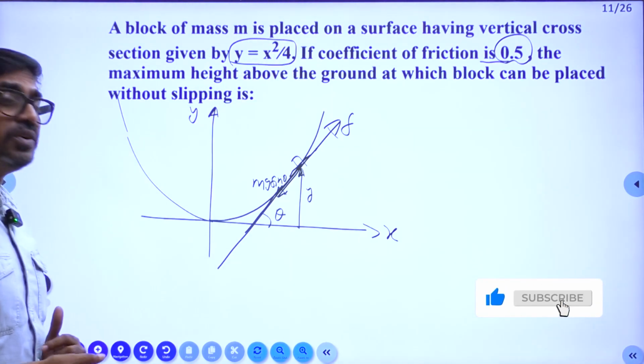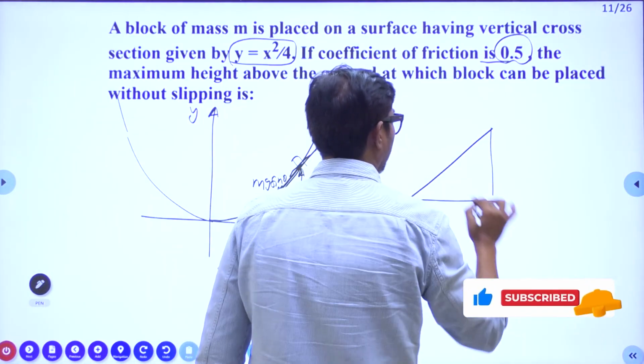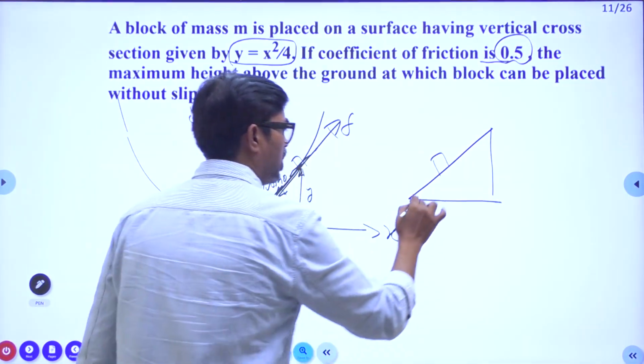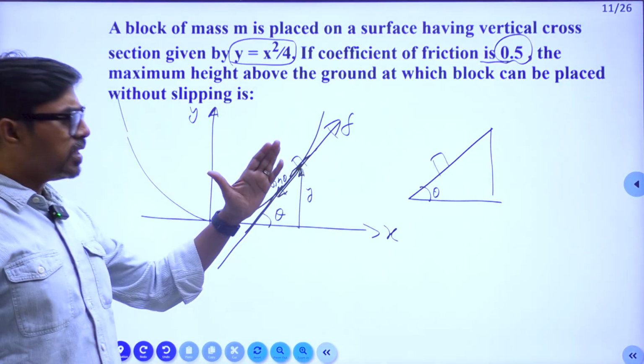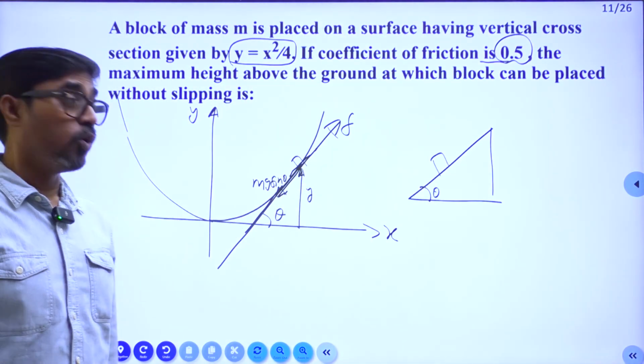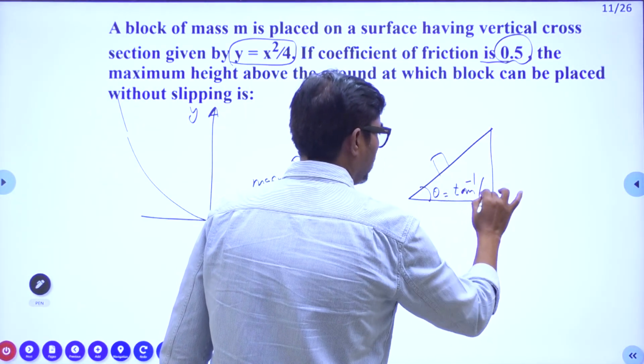So you might have seen even in board examination, when you have an inclined plane and the block is kept on an inclined plane, they ask you to find this theta where it is about to slide. What is the maximum angle you can take it? And that angle is called angle of repose. This angle would be tan inverse of mu, if you remember it.